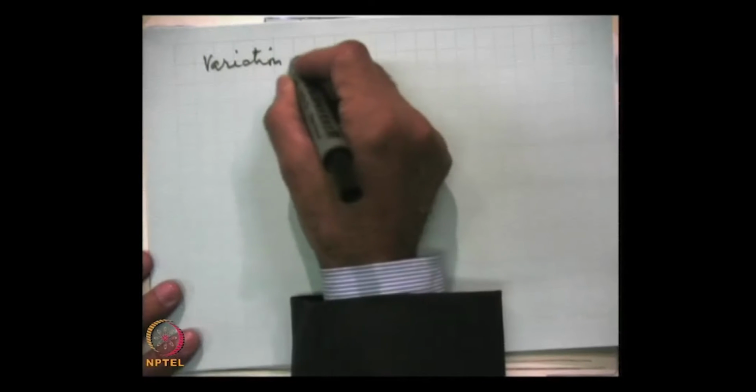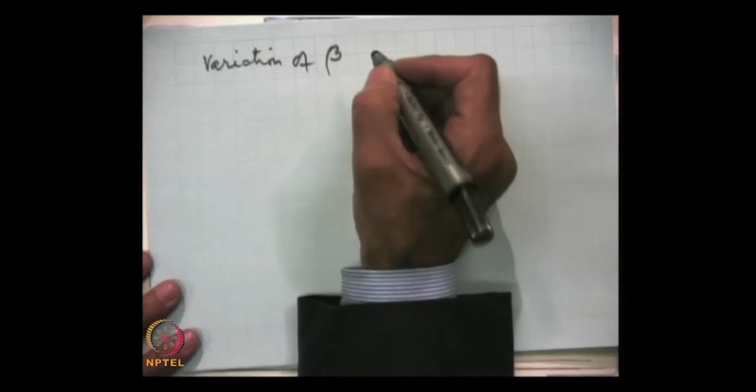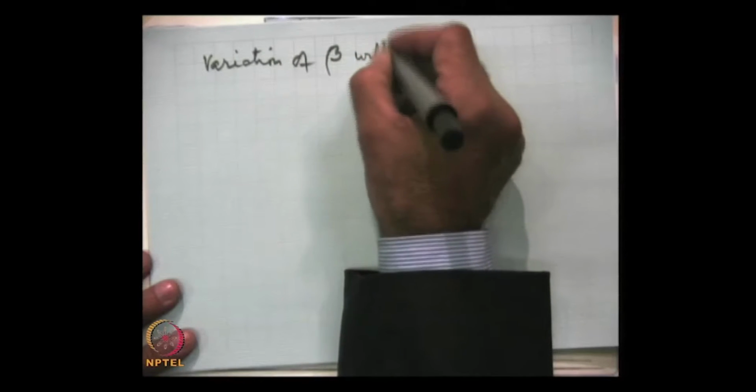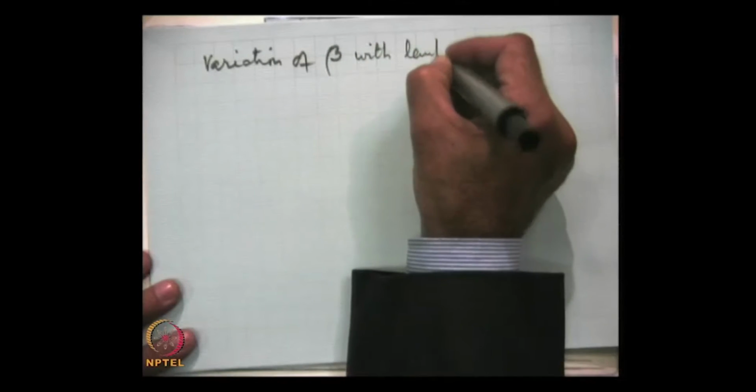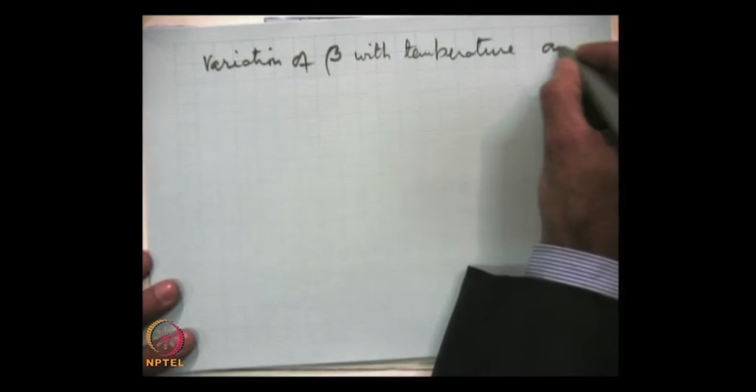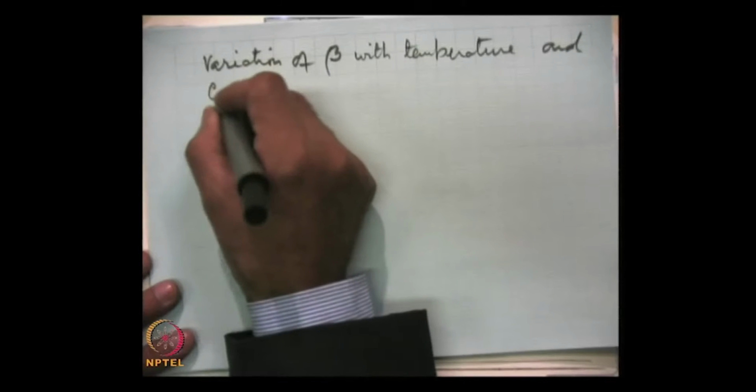The next point is the variation of beta, the current gain, with temperature and the collector current.